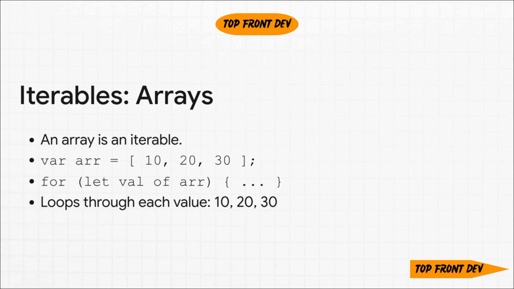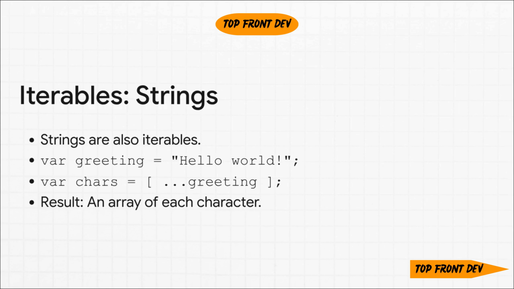The best part is, so many of the things you use every day are already iterables right out of the box. An array is the perfect example. Because it's an iterable, you can just drop it into a for.of loop and step through each value. No fuss, no special setup. It just works. And hey, it's not just for arrays. Strings are iterables too, which can be surprisingly powerful. With one simple line using that spread operator, you can instantly break a string apart into an array of its individual characters. It's just a really clean and elegant shortcut to have in your back pocket.